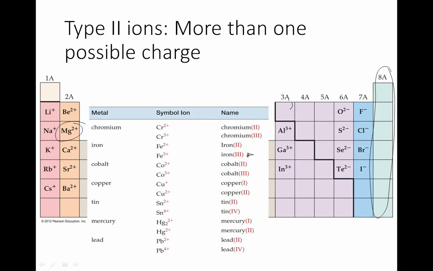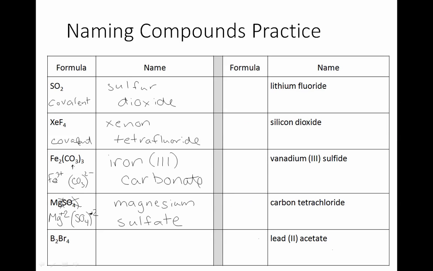Okay, boron. It'd be right there, so it should form a 3 plus, right? And bromine's here. What happens if you've got boron 3 plus mixing with bromine minus? Cross those charges, we get BBr3. Is that what we have? No, so it cannot be ionic. It has to be covalent. So since it's covalent, we name it diboron tetrabromide.